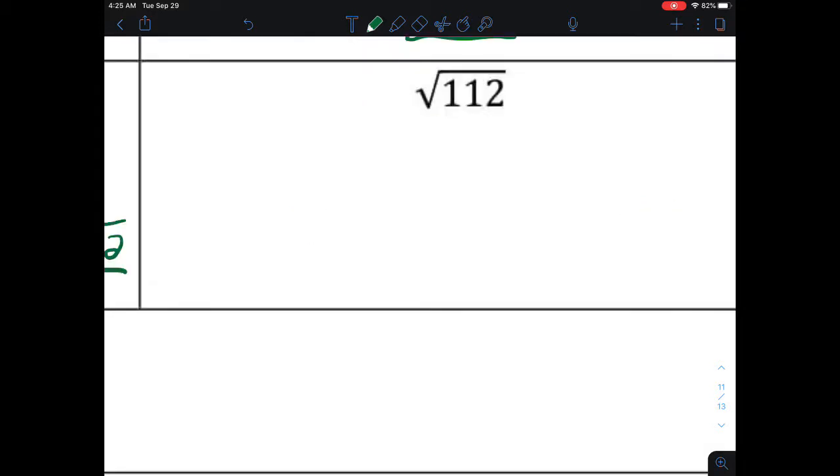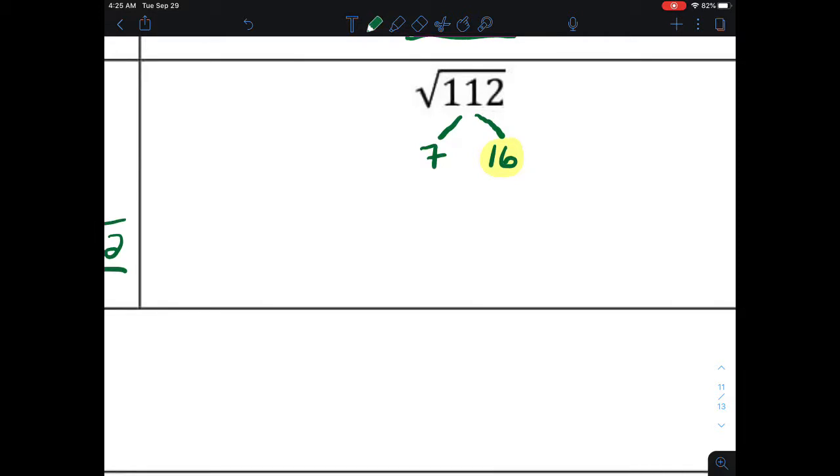All right, now we want to simplify the square root of 112. Well, we're going to look at 112. We're going to figure out what times what makes 112. And 112 is the product of 7 times 16. And so I look at that. 7's a prime number, but 16's a perfect square.